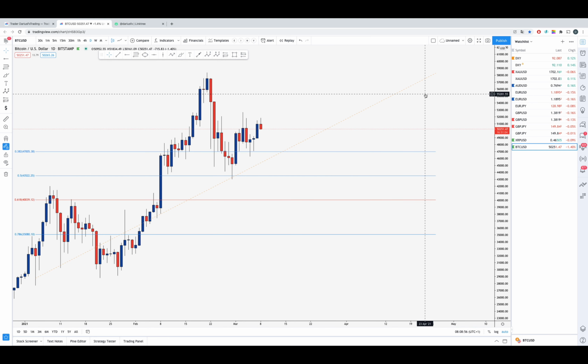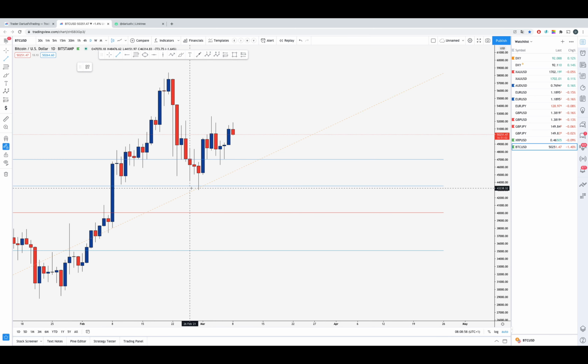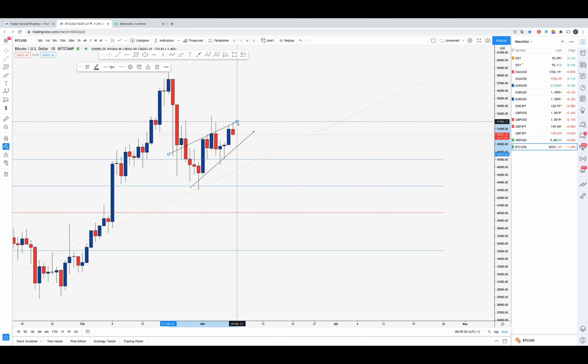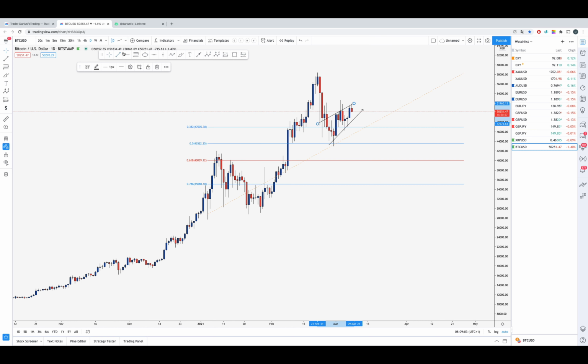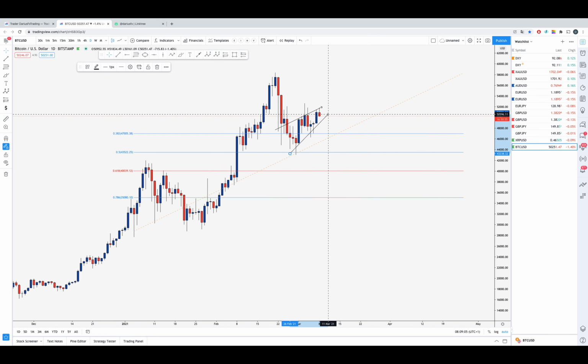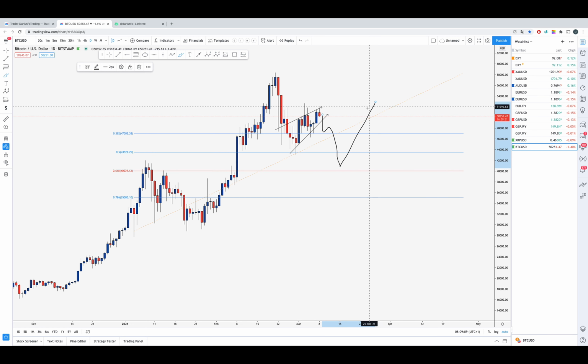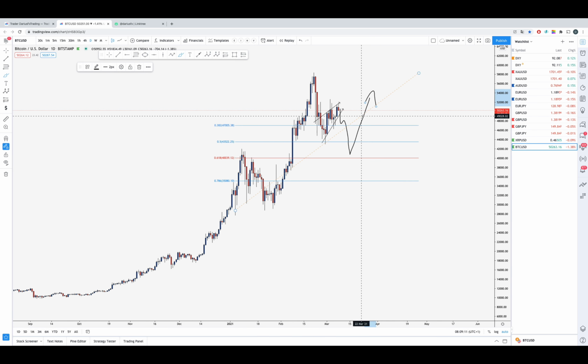Now I can see exactly the corrections that I would like to see. Look at this. Perfectly. That's from my point of view right now just in correctional phase, and I do expect it to go lower, hitting this level and then maybe going up higher with the uptrend structure.